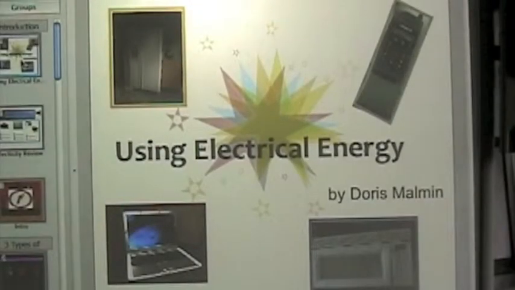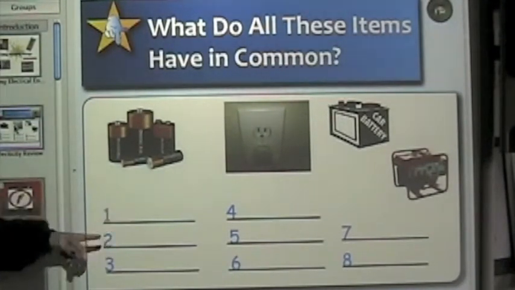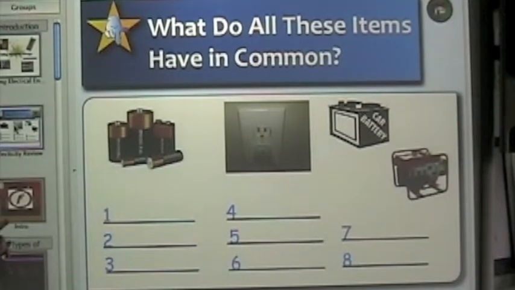Hi, this is a part of my SMART notebook lesson on using electrical energy. The first activity is the students will brainstorm in their small groups what all three of the pictures have in common, and then a representative from each table group would come up and record their response. And hopefully they will deduce that they all have to do with electricity.